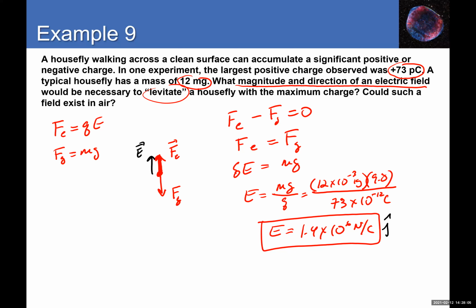Now, could such a field exist in air? Well, this is about the field strength resulting in discharge through air. So it is unlikely the field would be strong enough to levitate the fly. The field would be reduced by a discharge before reaching the strength necessary to levitate the fly. Okay.